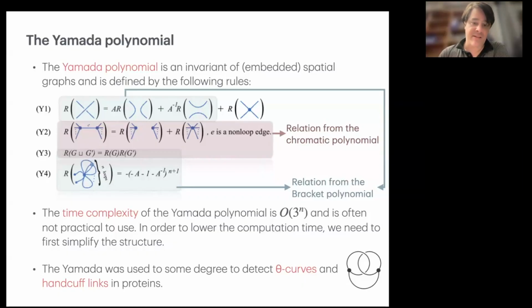But the problem is that its time complexity is very inconvenient, because it has O(3^m), because for each crossing you get 3 summands, and it's very impractical to use. So for example, if you had a protein with 100 crossings, it would be 3 to the power of 100, which is almost impossible, impractical, impossible to compute. So as soon as n is, let's say, greater than 20 or something like that, it's almost impossible to compute this Yamada polynomial.